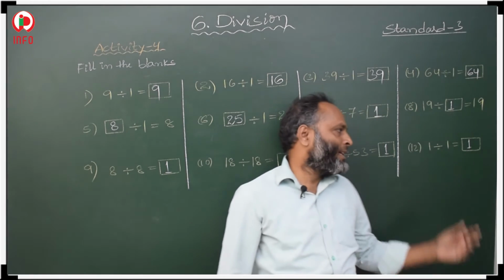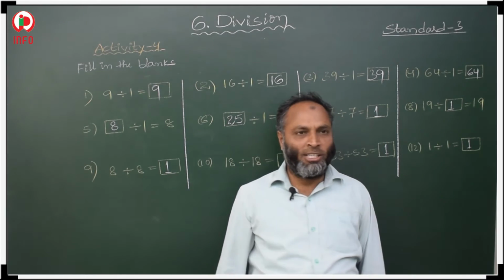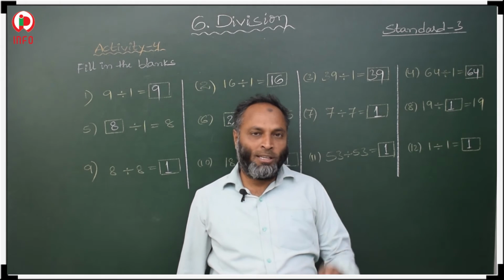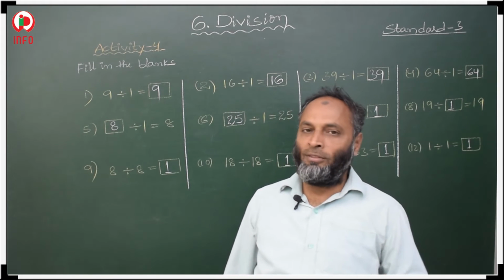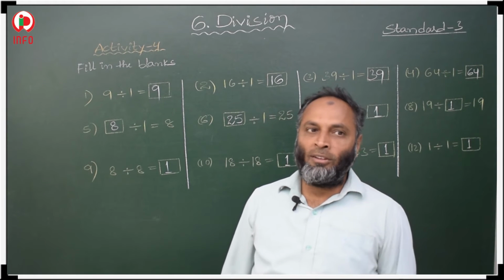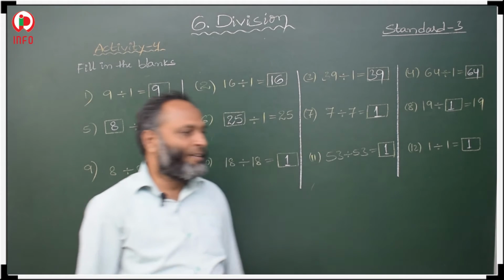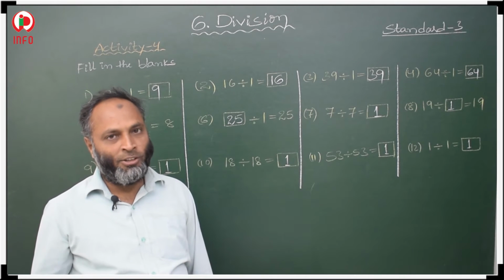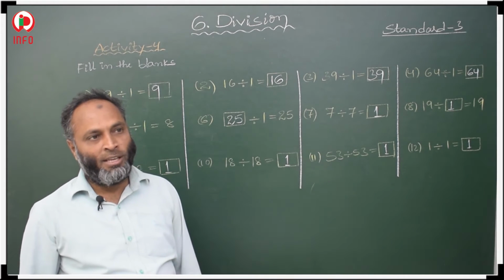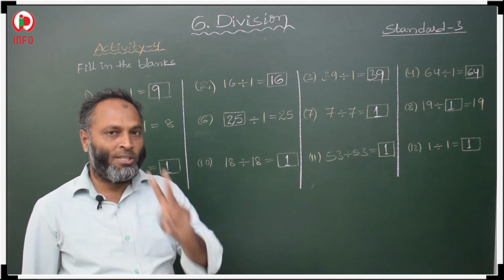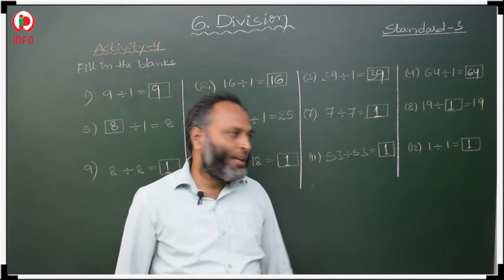Okay. 1 is divided by 1, the quotient is 1. It means if a number is divided by itself, then the quotient is 1. If the number is divided by 1, then the quotient is the number itself. So, these questions are based on these two properties. Okay, students, remember all this.